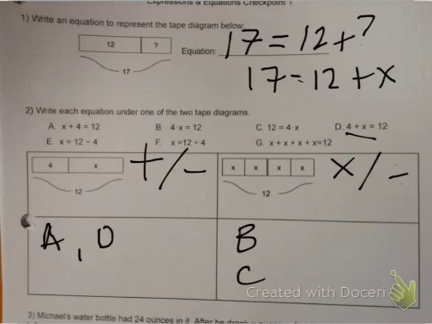Letter E says x equals 12 minus 4. If I take this 4 away from the 12, it will give me what's left over from the x, so E works. F says x equals 12 divided by 4. If I take 12 and I break it into 4 pieces, that's what would also give me the x, so F works on the right side here. G is a little tricky because it has addition, but it's adding the x over and over again 4 times. That's why this one goes under the same tape diagram as the one with multiplication.